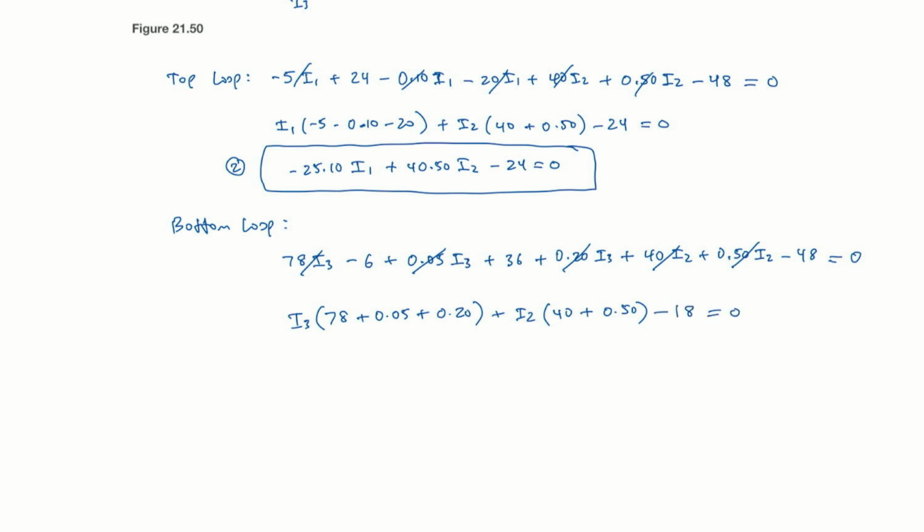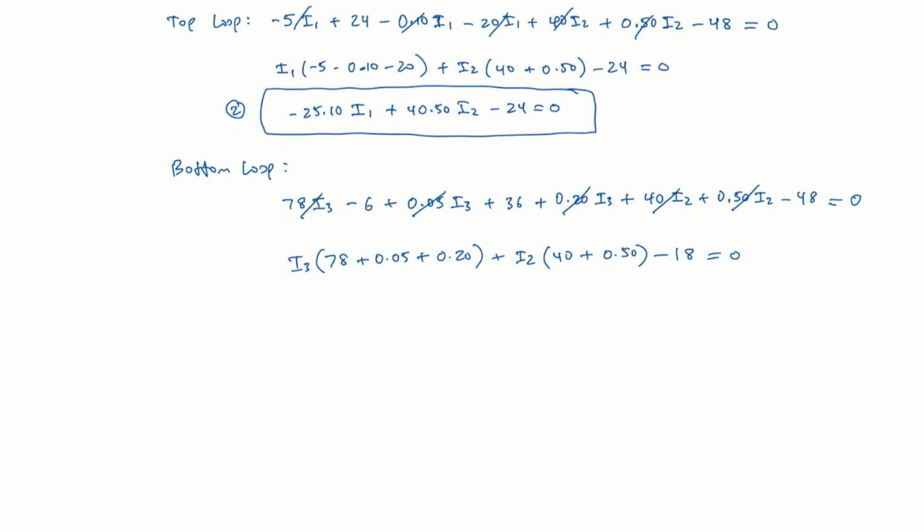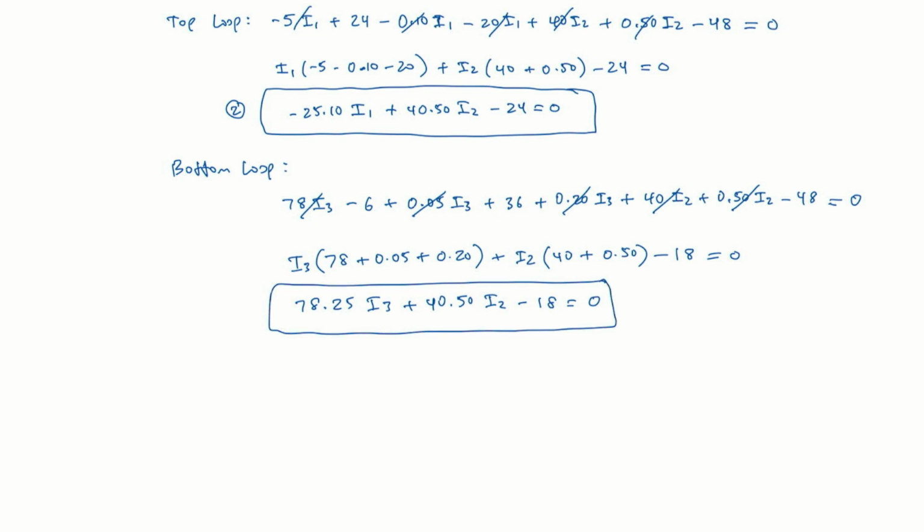Okay, so we can combine, so we've got 78.25 I3, and then we've got 40.5 I2 minus 18 is 0. So here's our third equation.